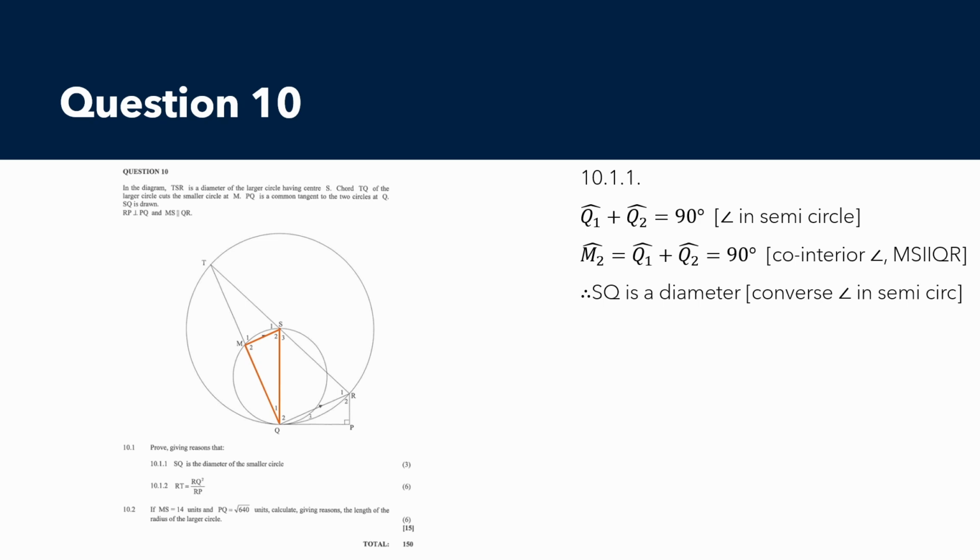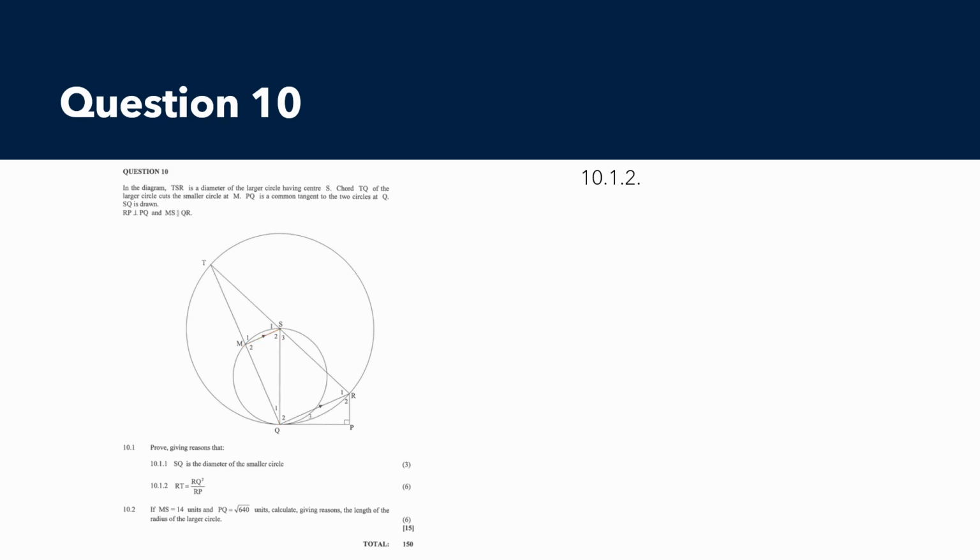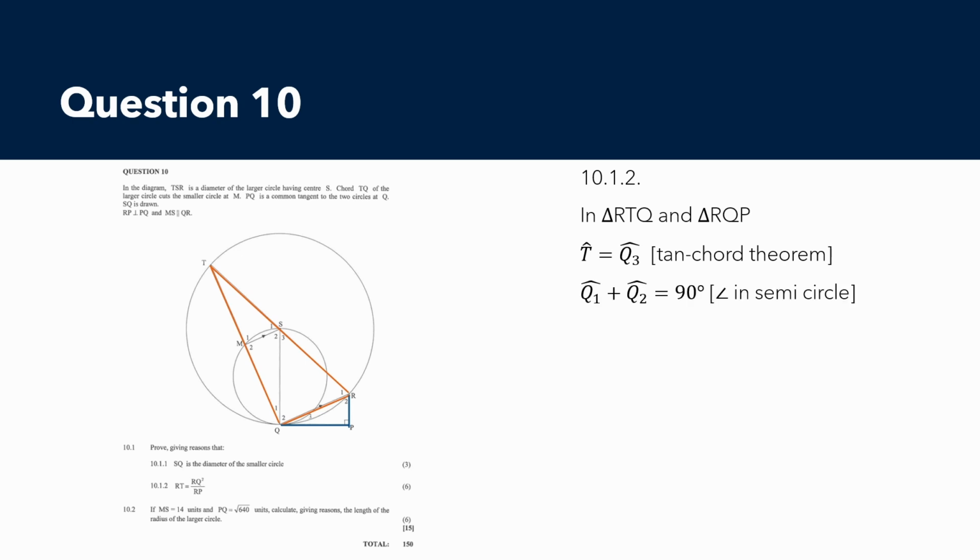Moving on to 10.1.2. Prove that RT is equals to RQ squared divided by RP. In triangles RTQ and RQP, angle T is equals to angle Q3. Tan chord theorem. Angle Q1 plus angle Q2 add up to give me 90 degrees. Angle in semi-segment, or angle in semicircle. Angle R1 is equals to angle R2. Angles of a triangle, or sum of angles in a triangle.